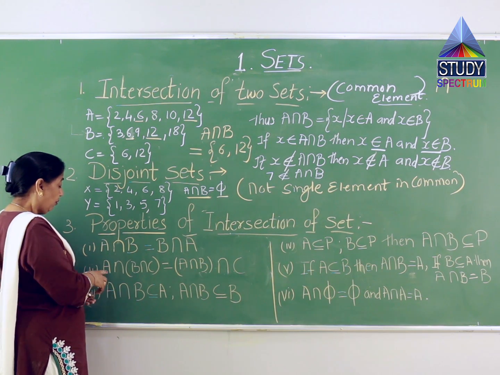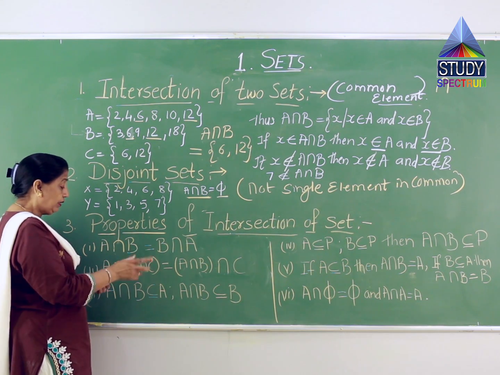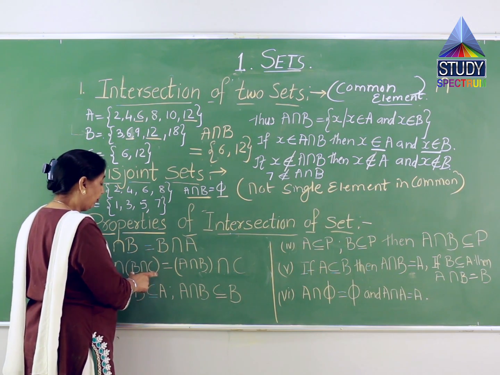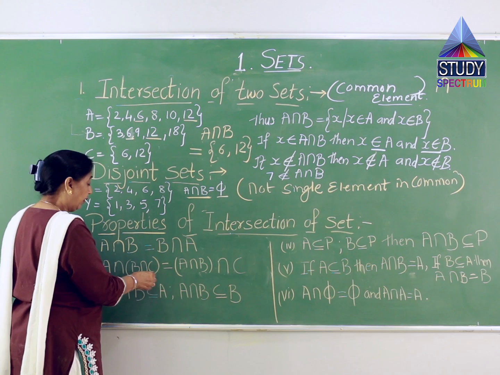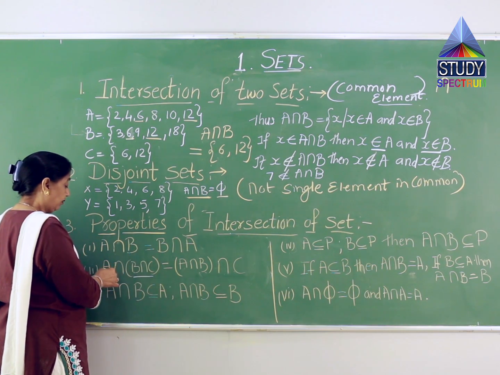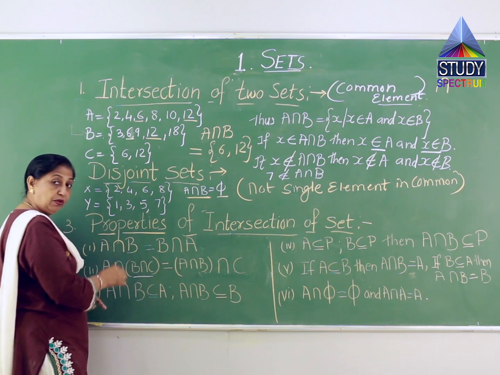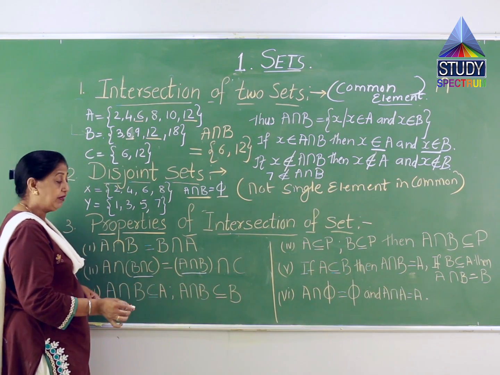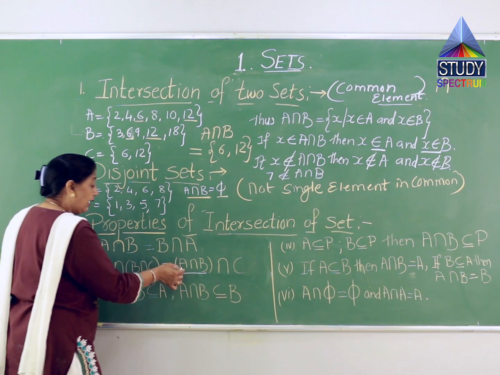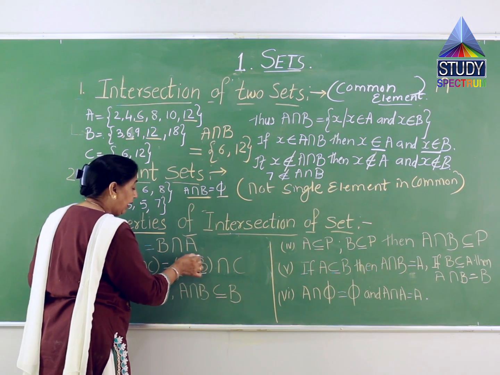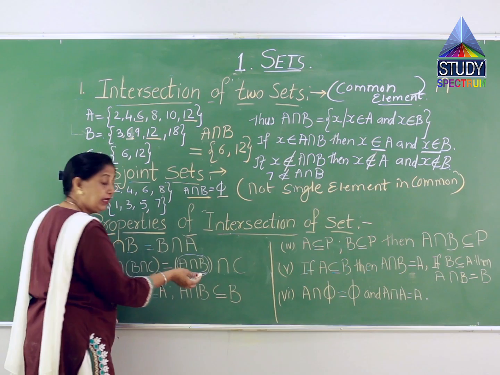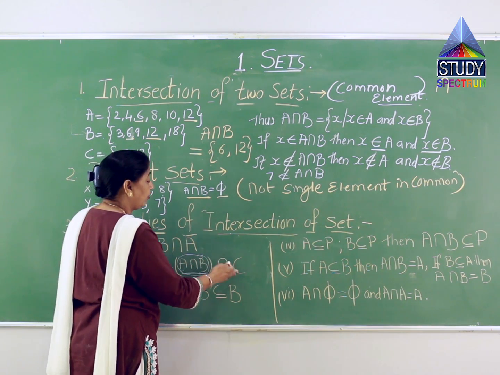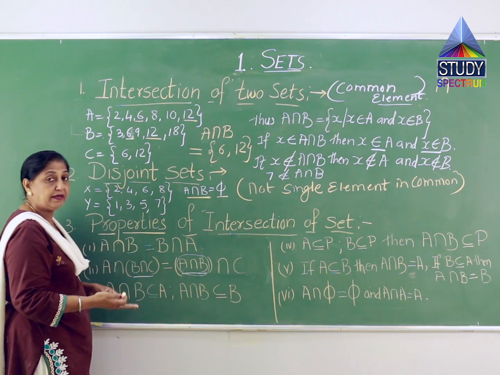Here, the intersection of set A with the intersection of set B and C, I'll take this together and then make the intersection with set A. This will always be equal. It doesn't make any difference if I have taken the intersection of A and B together before, and then find the intersection with C. So it does not make any difference.